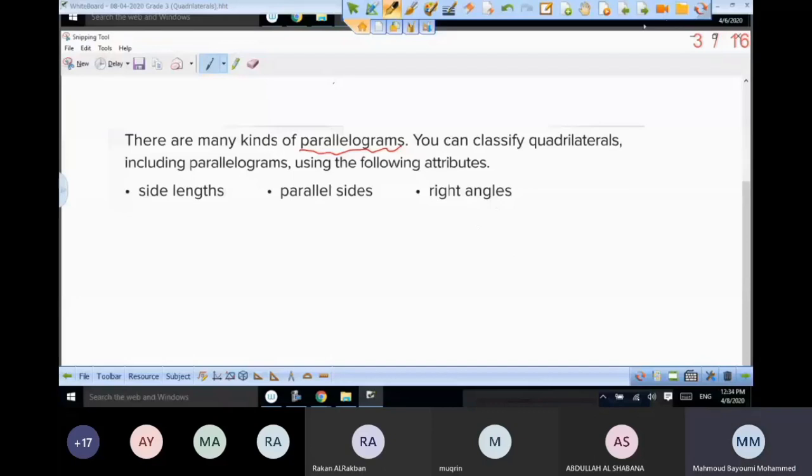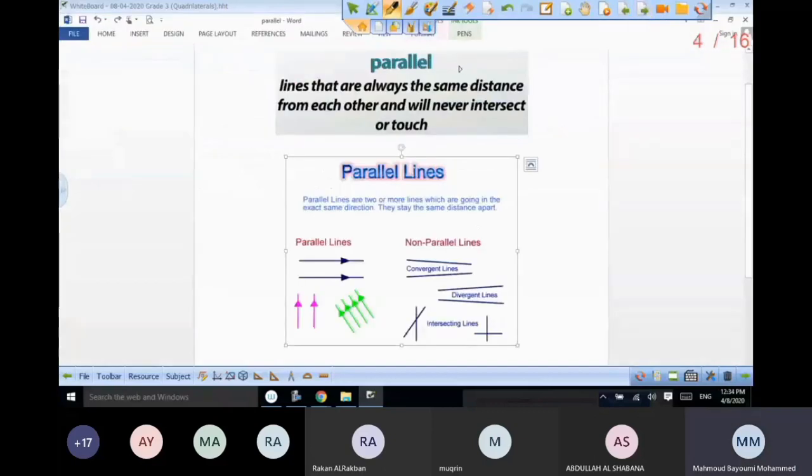First, what is the meaning of parallel? Parallel lines are lines that are always the same distance from each other and will never intersect or touch. Another definition: parallel lines are 2 or more lines which are going in the exact same direction. They stay the same distance apart.